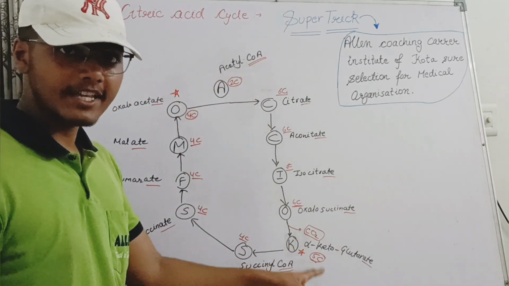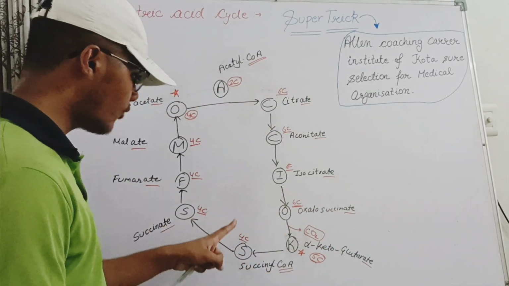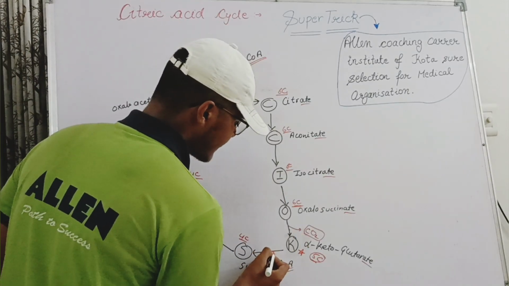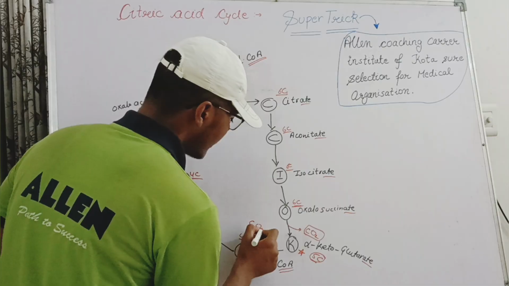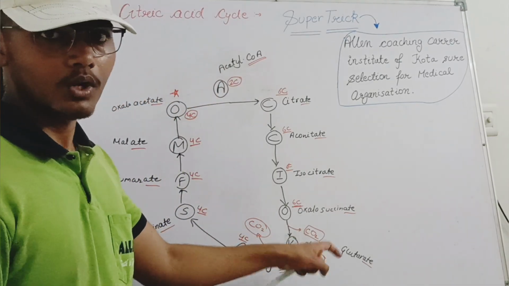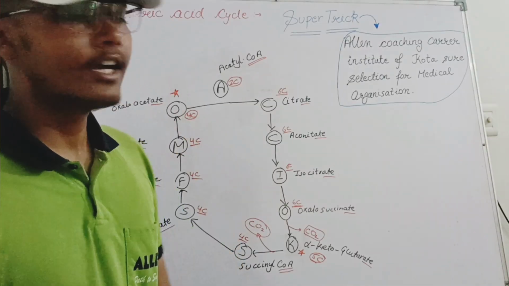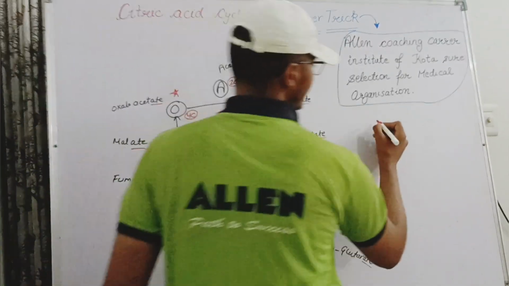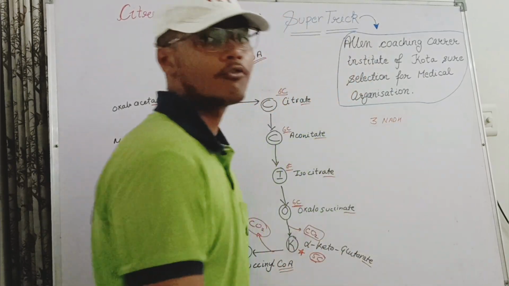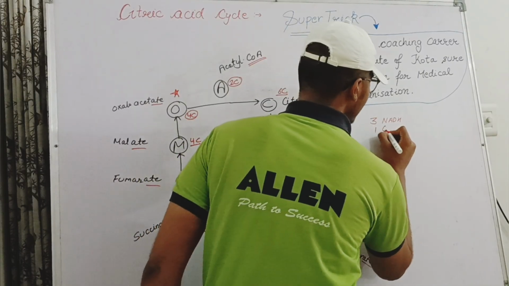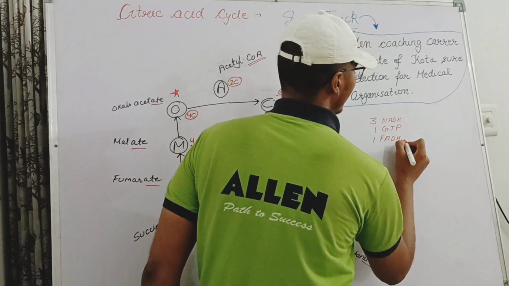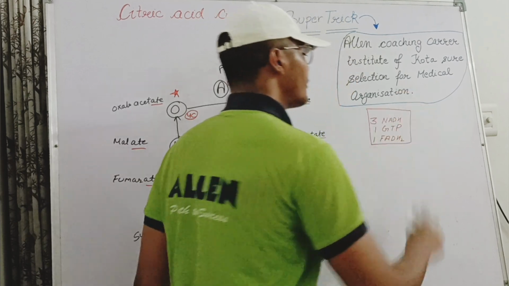The next one, as we know, here is 5 carbon, here is 4 carbon, so 1 CO2 will also be eliminated from the cycle. So we can say 1 CO2 will be removed from the cycle. So we have made CO2 also. Now we have to know about the energy, from where we get the energy. First you have to remember that 3 NADH molecules will form from this cycle. Second, 1 GTP molecule will form from this cycle, and 1 FADH₂ molecule will form from this cycle. You have to remember this thing only.